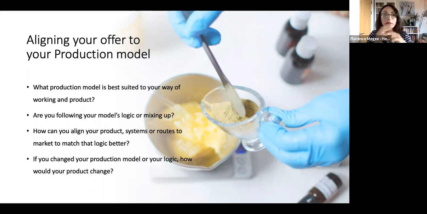And then if you mixed up, or if you change your production model or your logic, what would it look like? Can you do volume with an art logic? I don't know. Is it possible? Just maybe have a little play that doesn't cost anything.